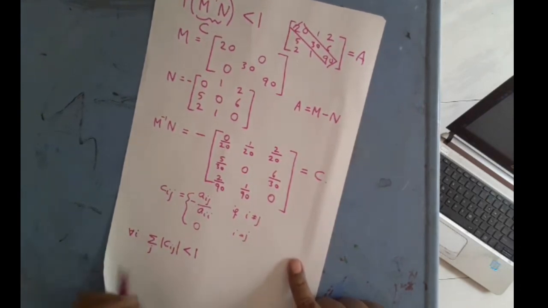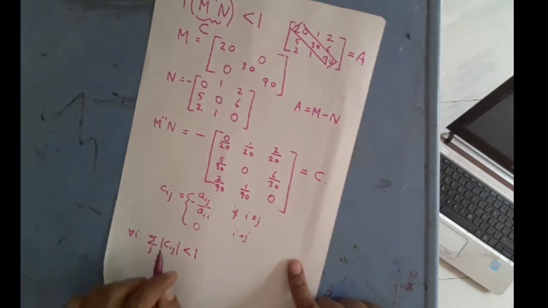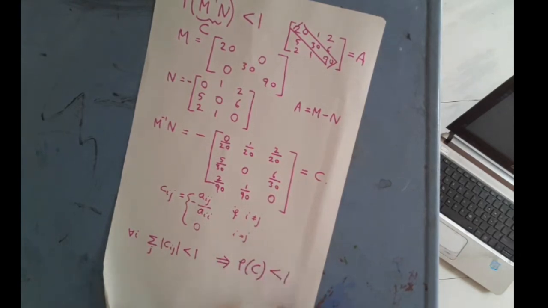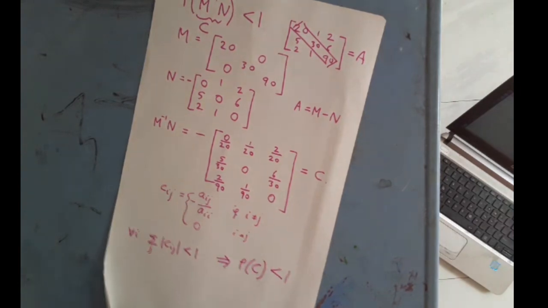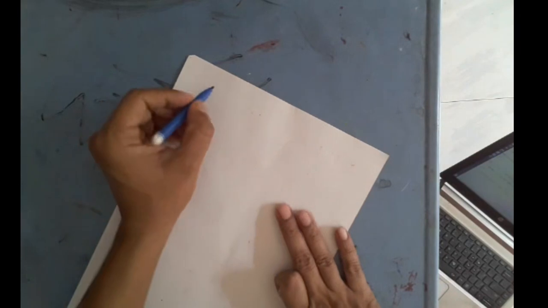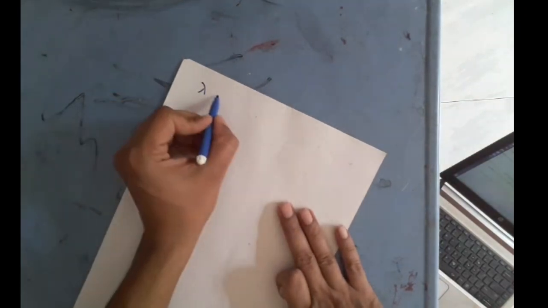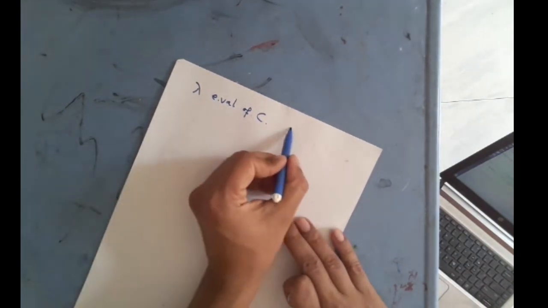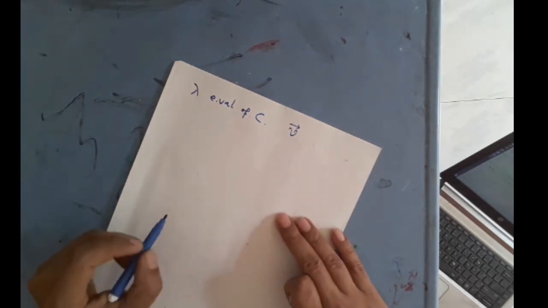What I am going to actually show is, if this holds, then we must have rho of C strictly less than 1. So that is what I am actually going to prove. The proof is pretty simple. We just take any arbitrary eigenvalue of the matrix C and then show that its absolute value, its modulus, must be strictly less than 1. So let lambda be an eigenvalue of C. So it has a corresponding eigenvector. So let V be a corresponding eigenvector.